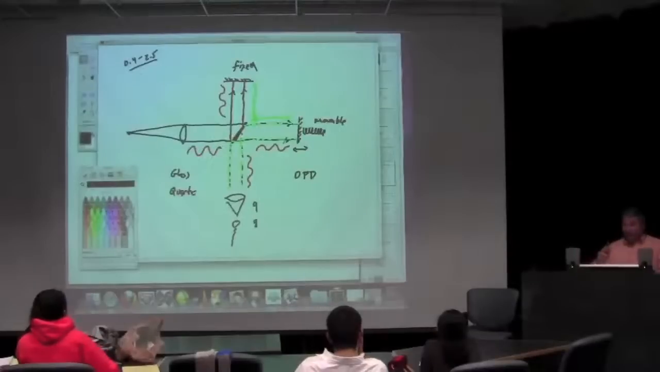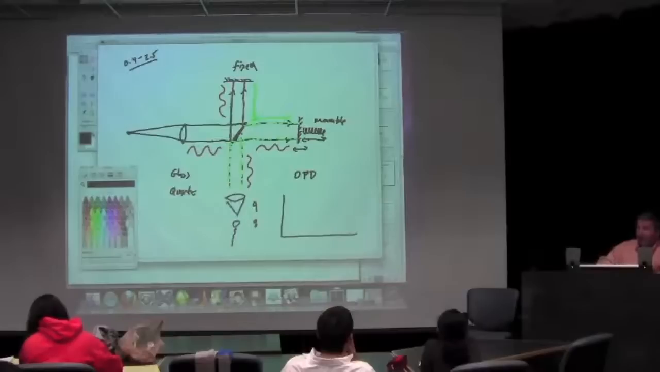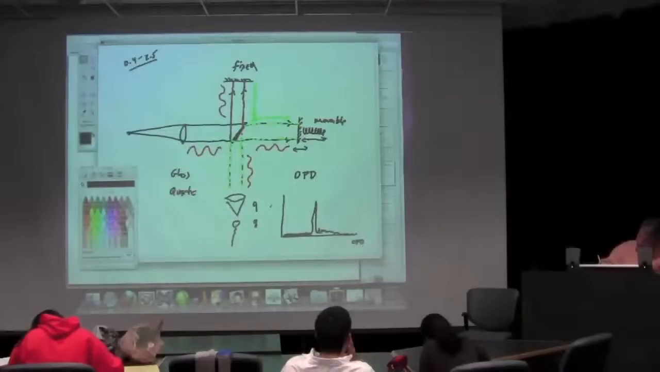Now, here's what I'm going to do. As a function of OPD, the optical path difference, which is really a function of how far I move this movable mirror, I'm going to plot the magnitude of the signal that comes out of this single detector. And the magnitude is going to look something like this. That's going to be as a function of optical path difference, and it'll be the magnitude of what I measure coming out of the sensor.